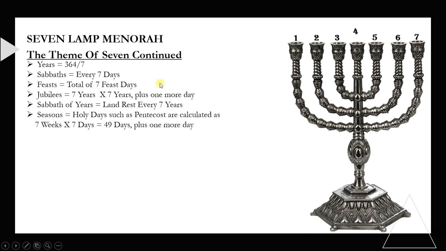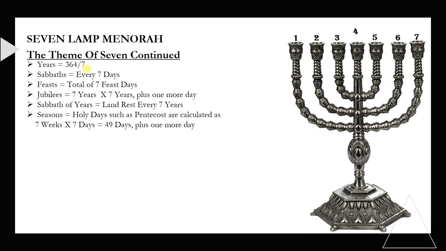So you see the theme of 7 again. The years, there's 364 divided by 7. And I know that I'm repeating this more than once because repetition is how we learn. Even Yahuwah repeats himself throughout scripture in various ways for our learning, for things to be solidified in our minds. So the years is 364 divided by 7. The Sabbath is every 7 days.